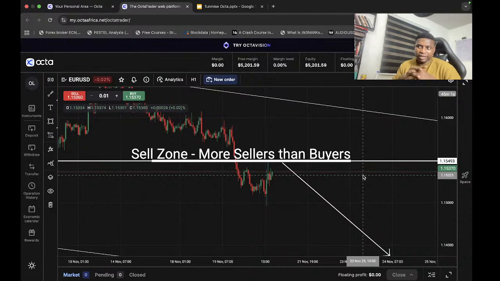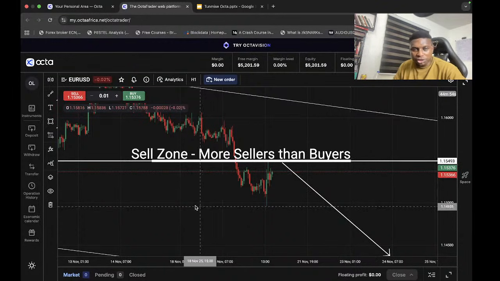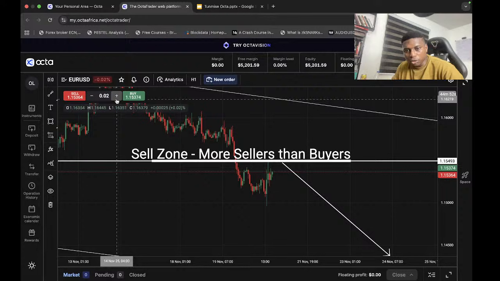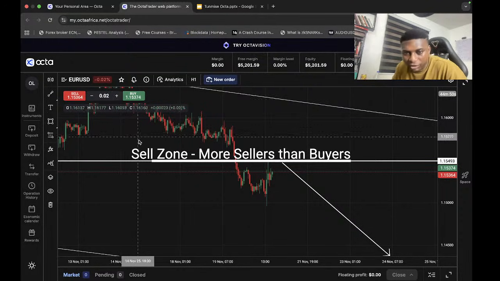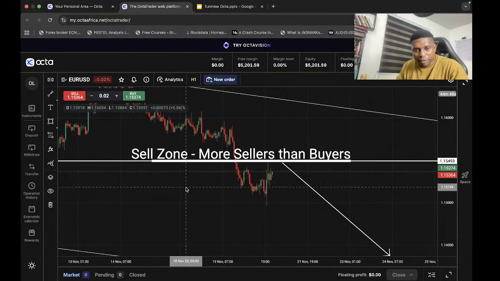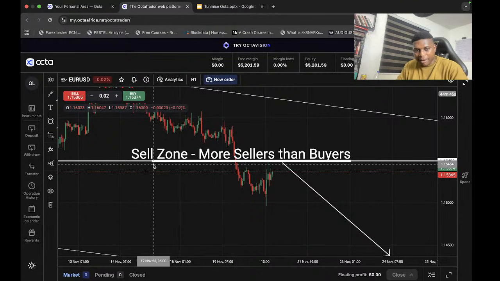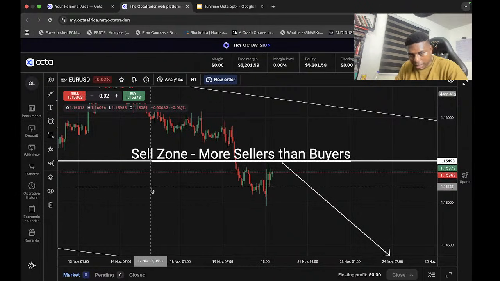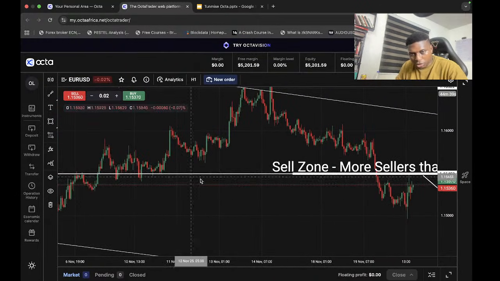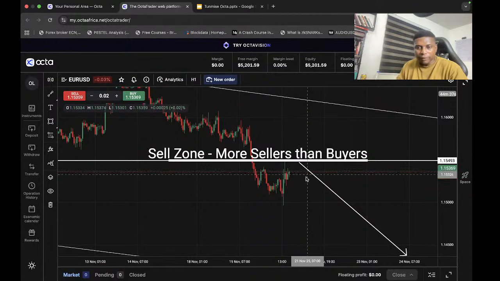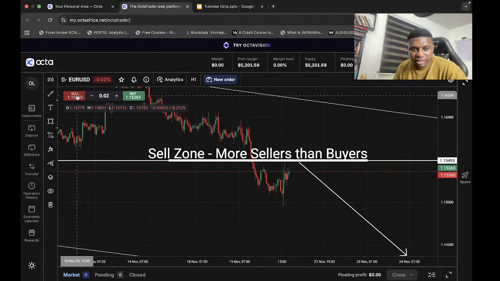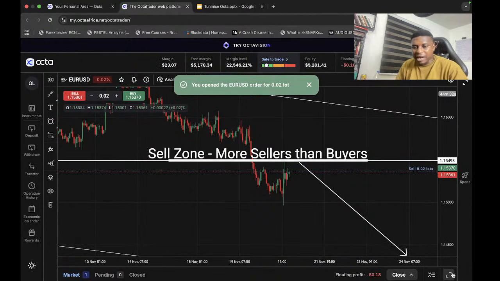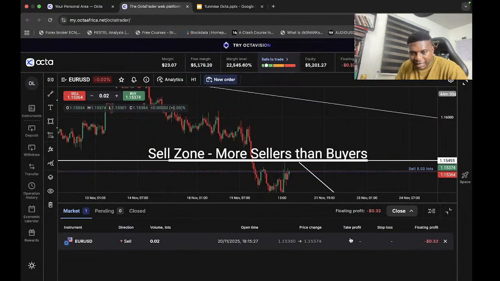And this is what is going to inform our judgment on this trade. So on this trade, I'm going to execute a sell because I see from the market structure, there are more sellers here. This level is a support turned resistance zone. Okay, so I'm going to put in sell. So now I've triggered the sell order at that level.